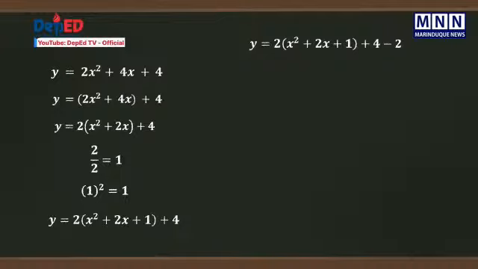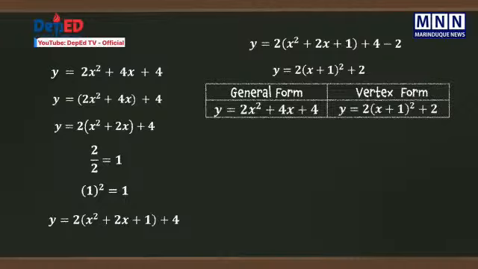Expressing the perfect square trinomial as a square of a binomial and combining the constant terms, the equation can now be written as y is equal to 2 times the square of the binomial x plus 1 plus 2. This is already the standard form or vertex form of the function y equals 2x squared plus 4x plus 4.